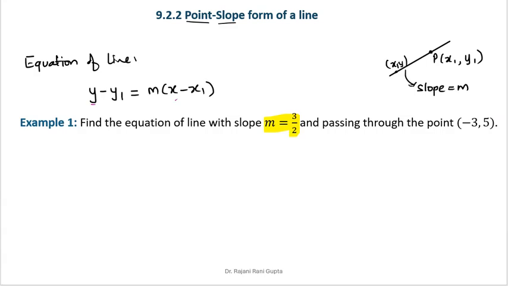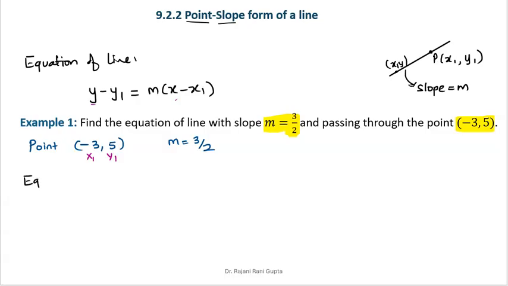Suppose you have this question where you have to find the equation of the line with slope, that is the value of m, as 3 by 2, and passing through the point (minus 3, 5). So the point is minus 3, 5, and the slope is 3 over 2. This is your x1, this is your y1.